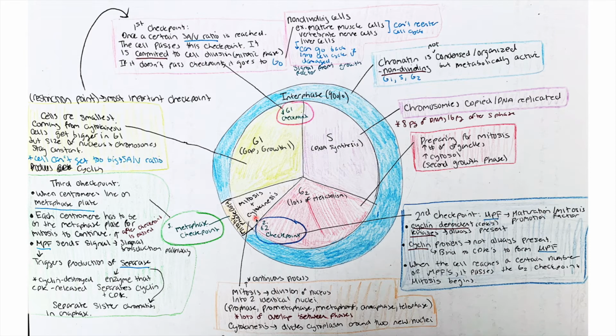The third checkpoint occurs in the mitotic phase and is called the metaphase checkpoint. This occurs when the centromeres of the chromosomes line up on the metaphase plate. Each centromere has to be aligned on the metaphase plate in order for mitosis to continue. Once the checkpoint is passed, MPF sends a signal to trigger the production of separase, an enzyme that separates cyclin and CDK. At this point, the sister chromatids separate and anaphase begins. Cyclin is destroyed. After the completion of the mitotic phase, the cycle begins again.